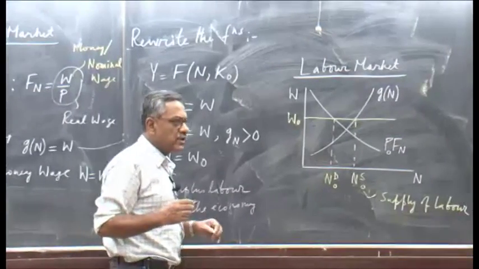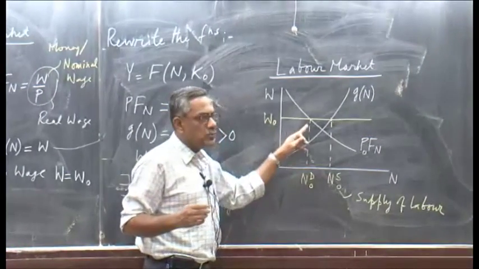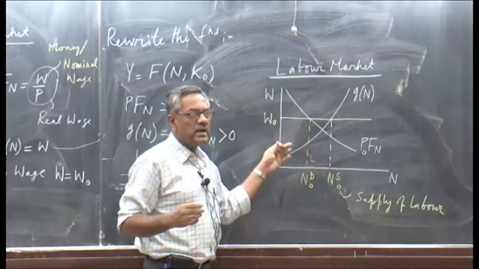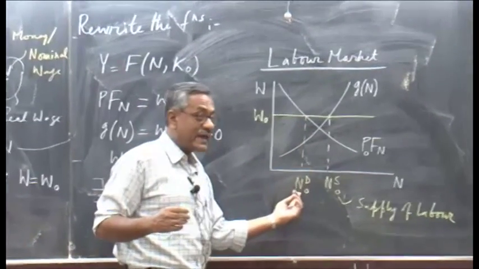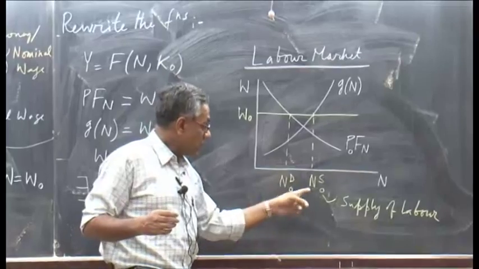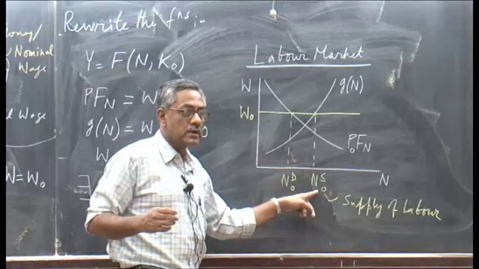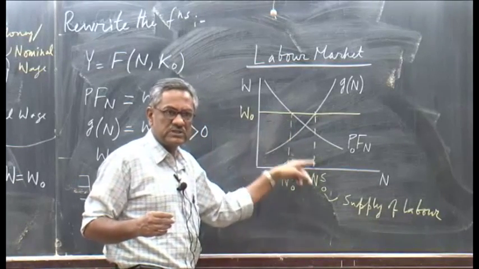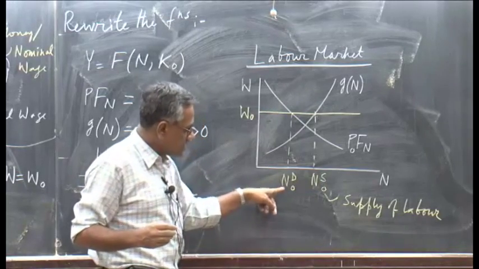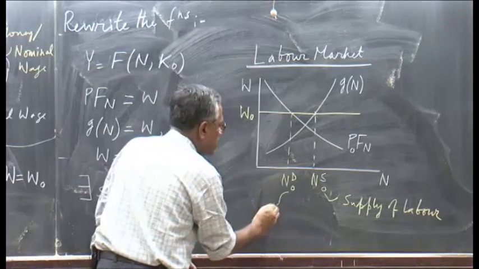Now, in this kind of an economy where you have disequilibrium, people can ask you, sir, there are two values of N coming out here. One is NS naught, according to the wage and the functions, which is the supply of labor, and one is ND naught, which is the demand for labor.